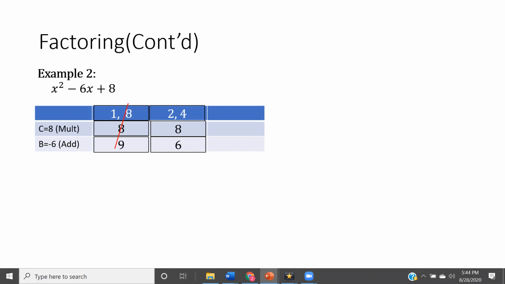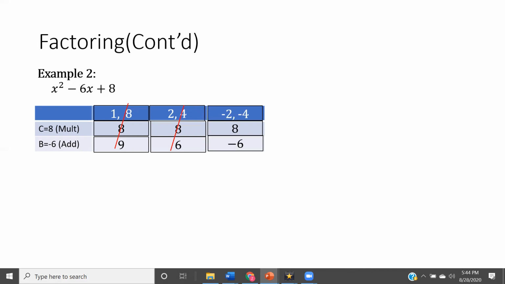But with this process, I can start to think carefully along the way and recognize that I was super close with 2 and 4. Is there anything that I could do to make those numbers get me a negative 6? And in fact, there is. Negative 2 times negative 4 is also positive 8, but negative 2 plus negative 4 is negative 6.